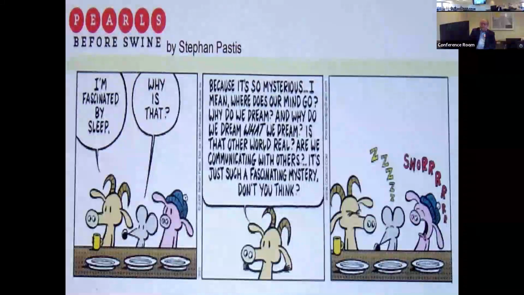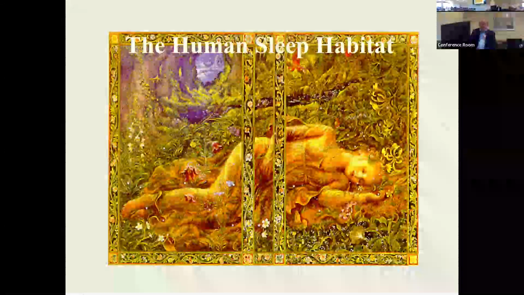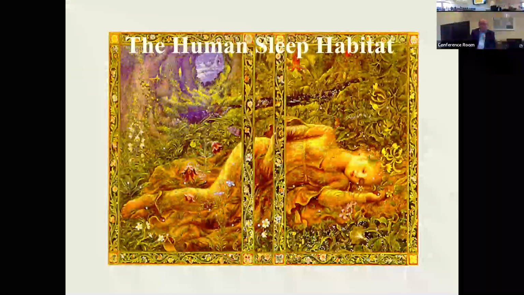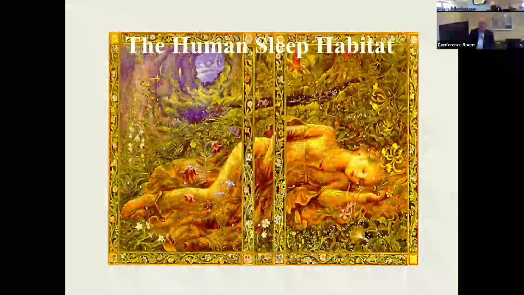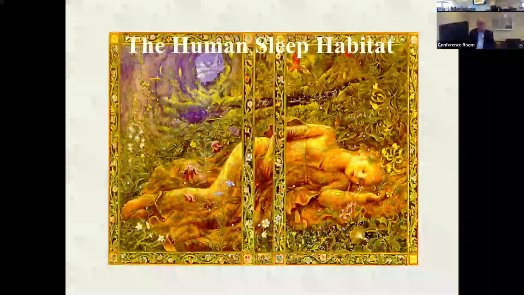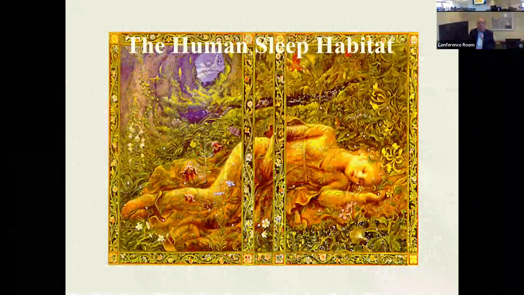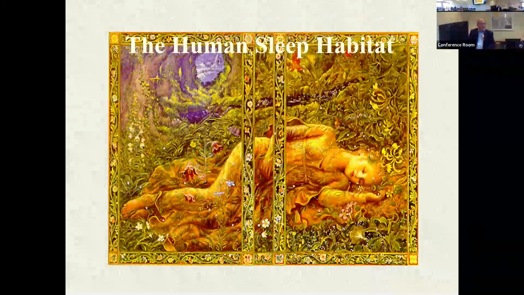So I'm fascinated by sleep. Why is that? Because it's so mysterious. I mean, where did your mind go? Why do we dream? What do we dream? Is the other world real, or are we communicating with others? Such a fantastic mystery, you don't think so? Let's be honest. Human sleep habitat. Each of you has a personality in your bed. As you grow up and go through college and medical school, and stay with roommates, you realize that you do have a personality, in what you like to do and how you like to sleep, whether it's cold or hot, covers or not.